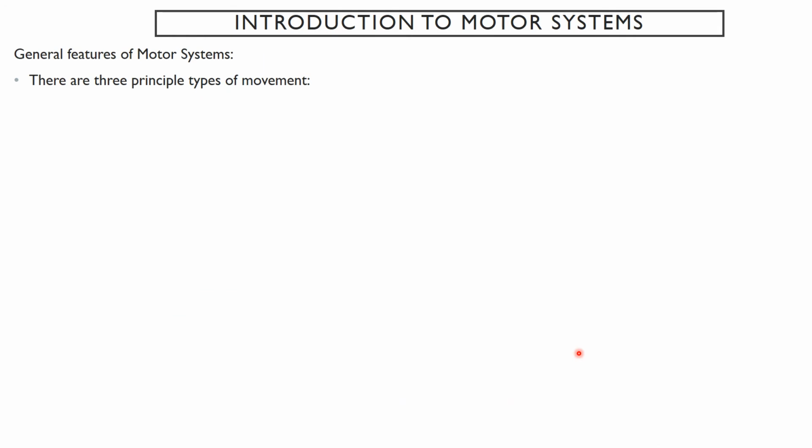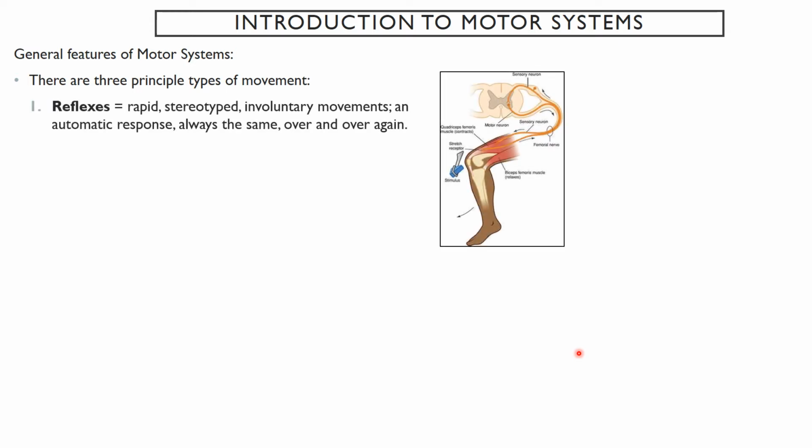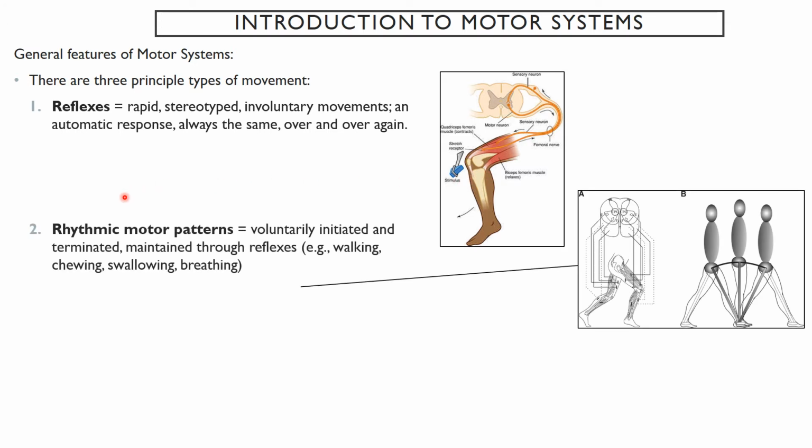So there are three principal types of movement that motor systems do. First is reflexes. These are the rapid, stereotyped, involuntary movements that are always the same over and over again, that have very little input from consciousness. You don't really think about these things. One of the classic types of reflexes is the knee-jerk reflex. We'll discuss how that works and the simple but elegant system that does that in a little bit more detail in a bit.